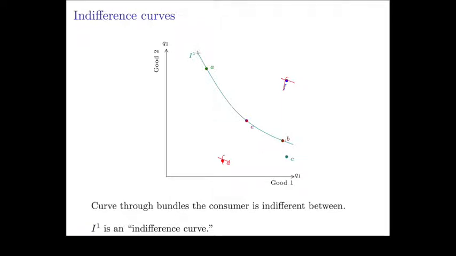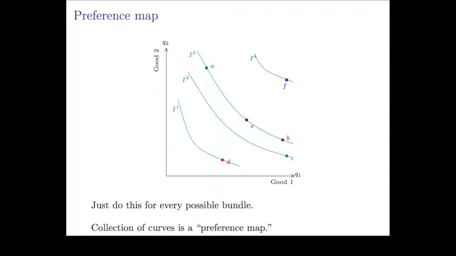So this indifference curve, which we'll label I1, is composed of all the different bundles that the consumer is indifferent between when compared to E. Now we could draw an indifference curve for every possible bundle. That's going to give us a whole bunch of different indifference curves.